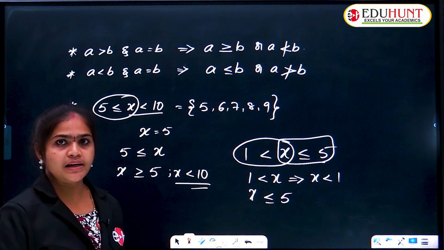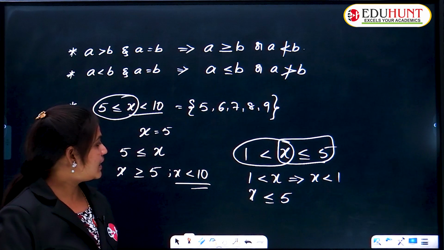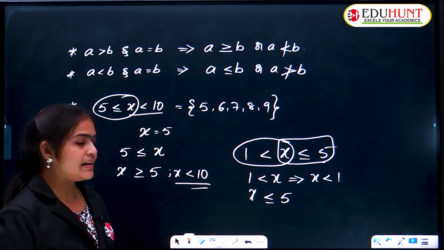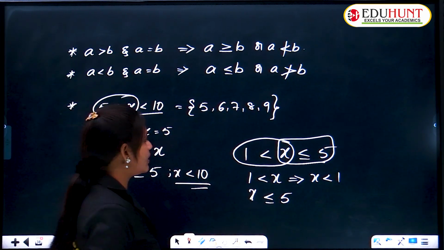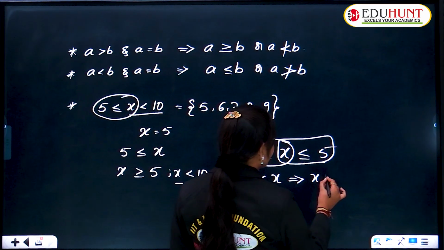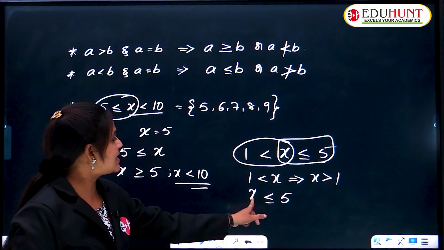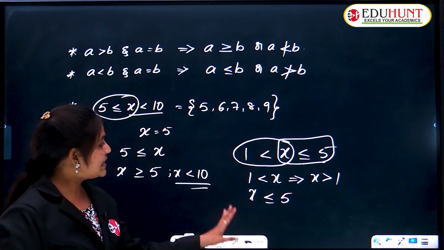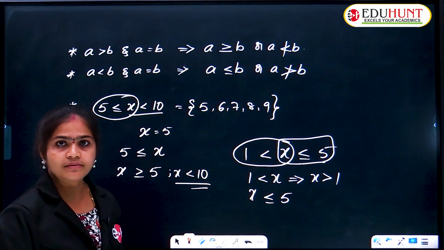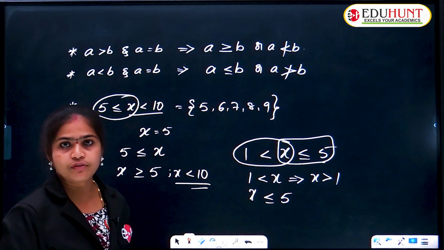Is it possible? See here. 1 is less than x. Yes, okay. x is greater than 1. And here x is less than or equal to 5. Is it possible to take that here as the domain? Is it possible to write here the set of numbers?